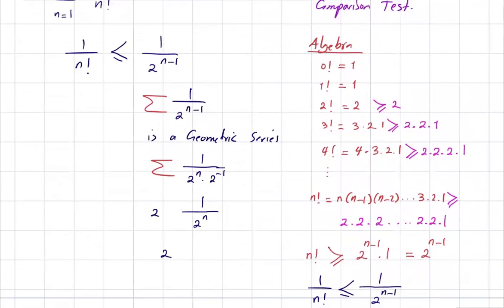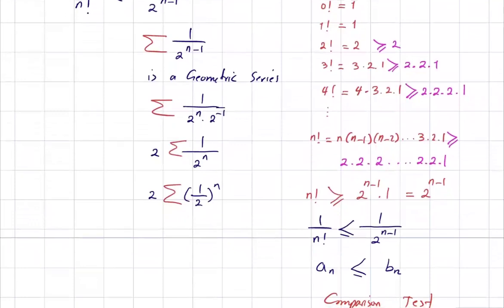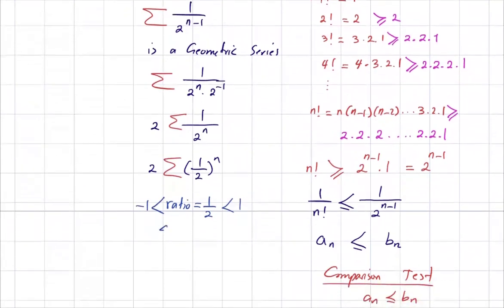Let me take this one, 1 over 2 to power n. Let me add the summation notation so we don't get confused. Two times the summation of a half to power n. But the ratio here, for this geometric series, is a half, which is less than 1, or more than -1 as well, to be more official. So the geometric series is convergent.